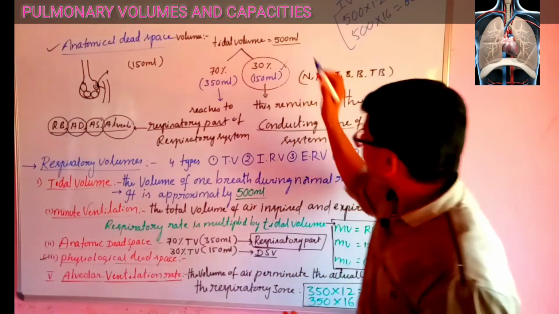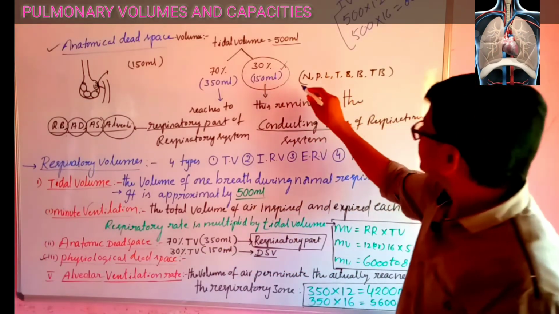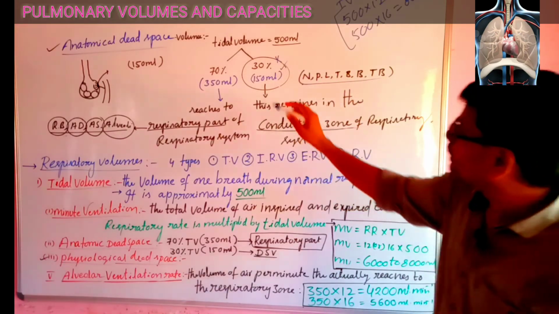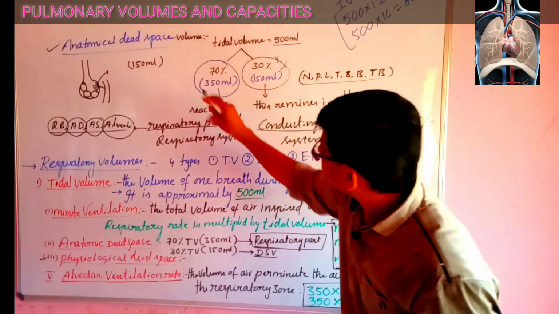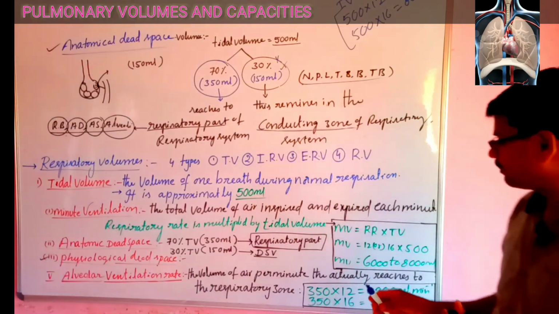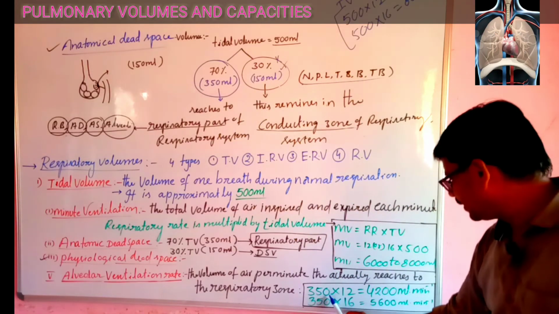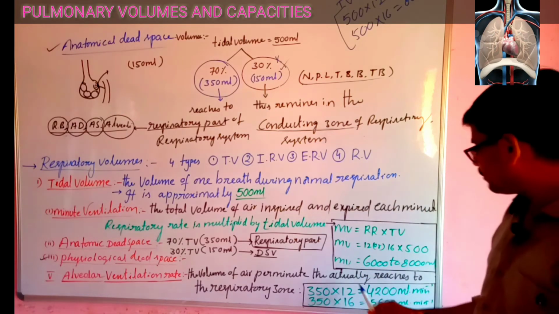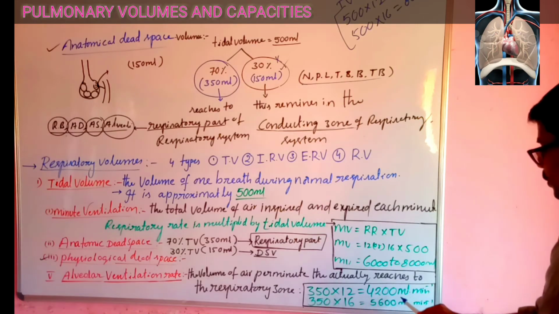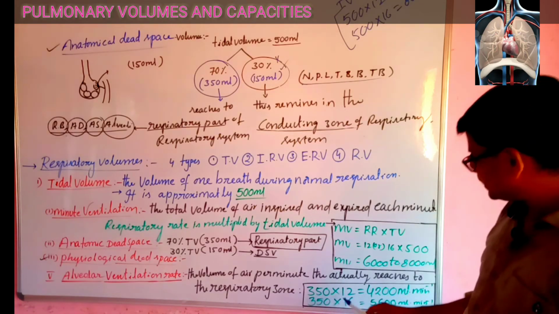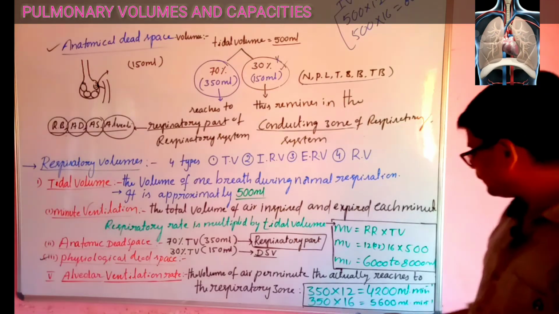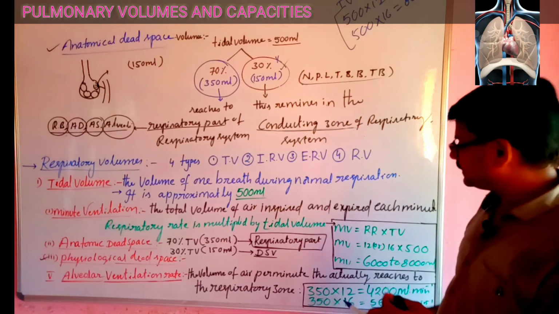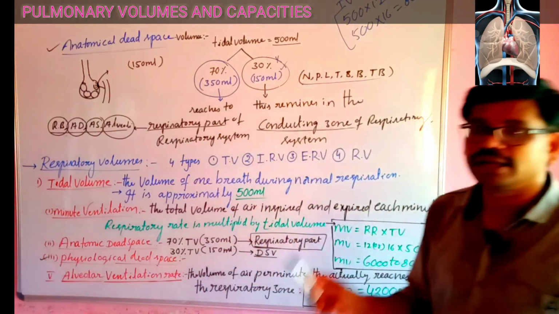But as I said, some amount of air remains in the conductive zone of the respiratory system. That air is not useful. We have to take only 70% of the air, that is about 350 ml. If you calculate 350 into 12, breathing 12 times per minute, it is about 4200 ml per minute. If it is 16 times, then multiplying with 350, we get 5600 ml per minute. This we can call alveolar ventilation rate.